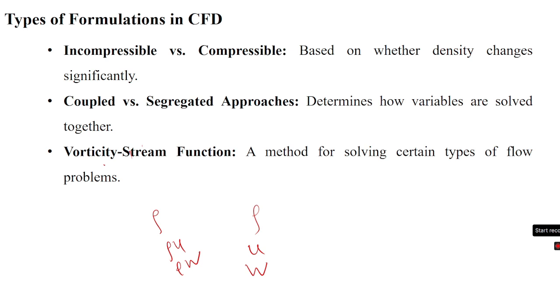Coupled and segregated solvers: in a coupled solver, all variables like density, velocity, and pressure are solved simultaneously. This approach is more computationally expensive but yields better results. A segregated solver solves the equations sequentially, one after the other, typically starting with mass conservation, followed by momentum, then the energy equation. And for pressure-velocity versus vorticity-stream function, the pressure-velocity formulation is simpler and more commonly used, while the vorticity-stream function formulation is more complex and suitable for certain problems like rotational flow.